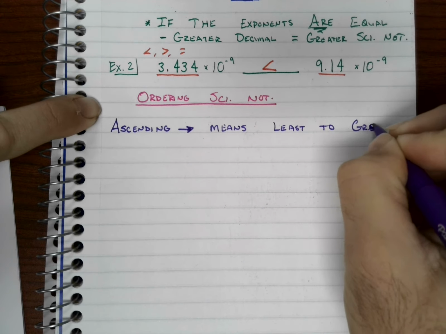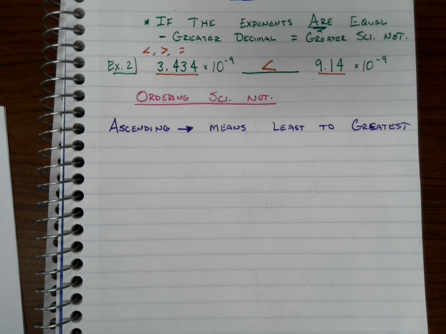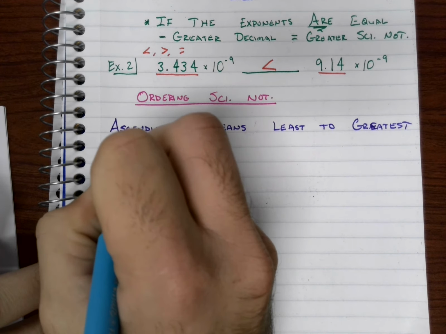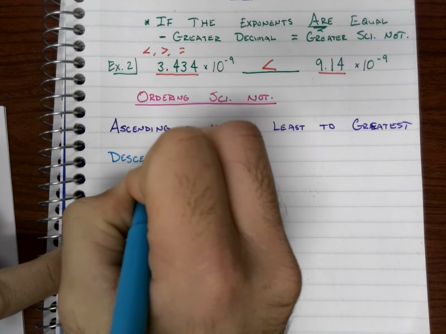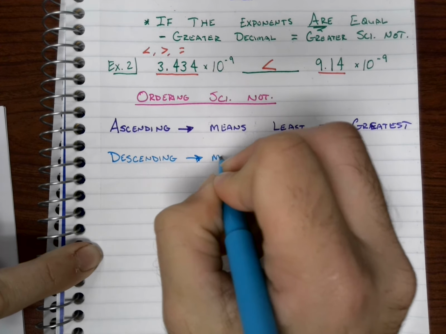Whoops, I cannot spell this morning. Least to greatest. So if something asks for ascending order, that means we're looking for least to greatest. If it says descending, as in decrease, this means greatest to least.